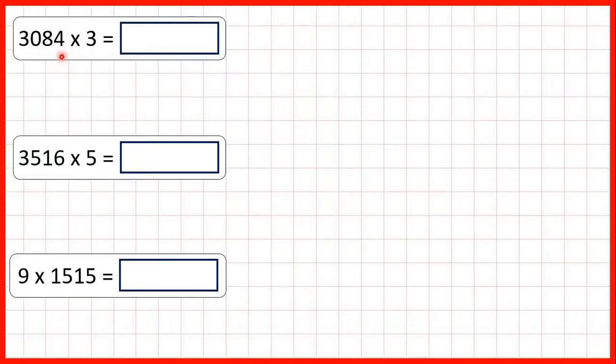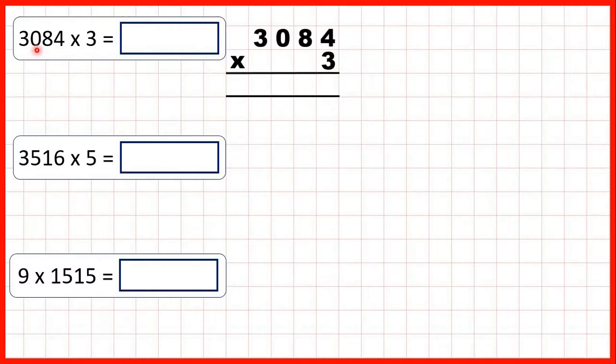Now we need to multiply using short multiplication. So first we have 3,084 times 3. So we can set the question out like this, with our larger number, so the number with the most digits on top. Now we start by multiplying our ones digit.